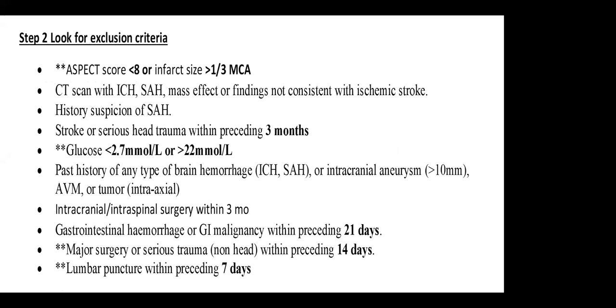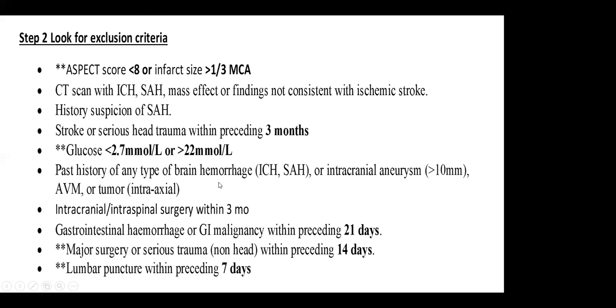And step two, we need to look for the exclusion criteria. So some of the exclusion criteria include the ASPECT score of less than 8 or the infarct size of more than 1/3 of the MCA, CT scans of intracranial hemorrhage, subarachnoid hemorrhage, mass effects, findings not consistent with ischemic stroke, history suspicion of subarachnoid hemorrhage, stroke or serious head trauma within the preceding 3 months, with a low glucose of 2.7 or hyperglycemia of 22 millimole per liter.